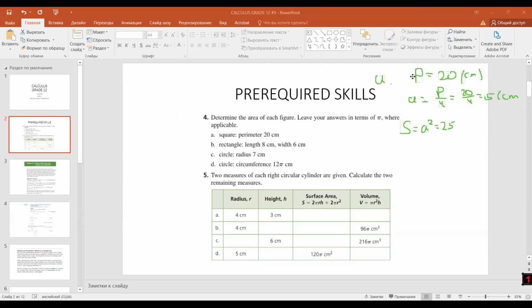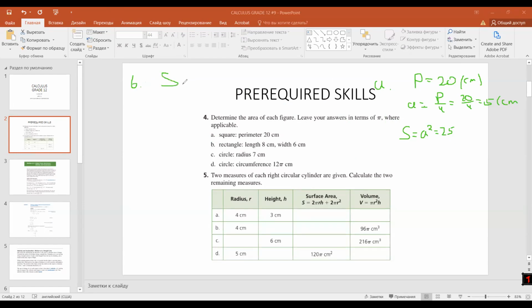How would you evaluate it? How to find the surface of the rectangle? Length times width. Yeah, good job, Yusuf. Determine the area of each figure. Okay, 8 times 6, how much is that? 48.